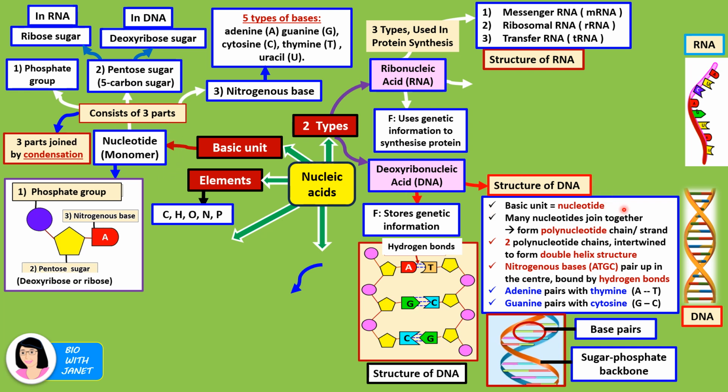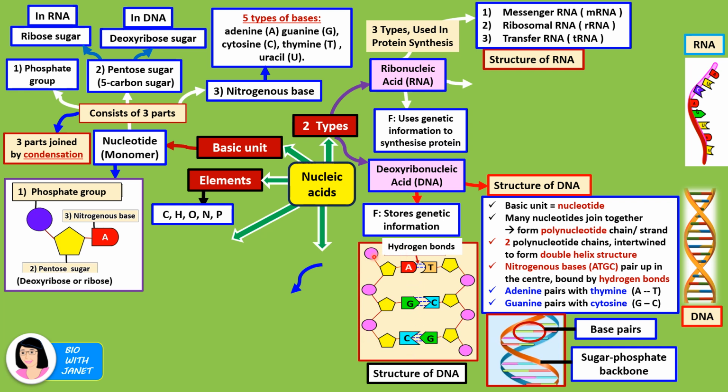That means you have to mention the nucleotide. Each nucleotide consists of 3 parts, which are the phosphate group, pentose sugar, and nitrogenous base. Alright? And then many nucleotides join together to form a polynucleotide chain or strand. Now you can see here, this is one nucleotide. It's joined to the next one below and the next one below here. So this whole chain is called a polynucleotide chain.